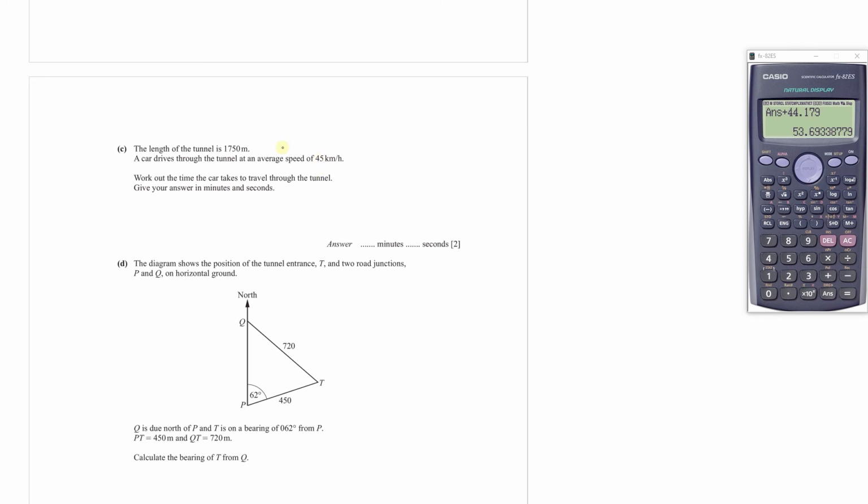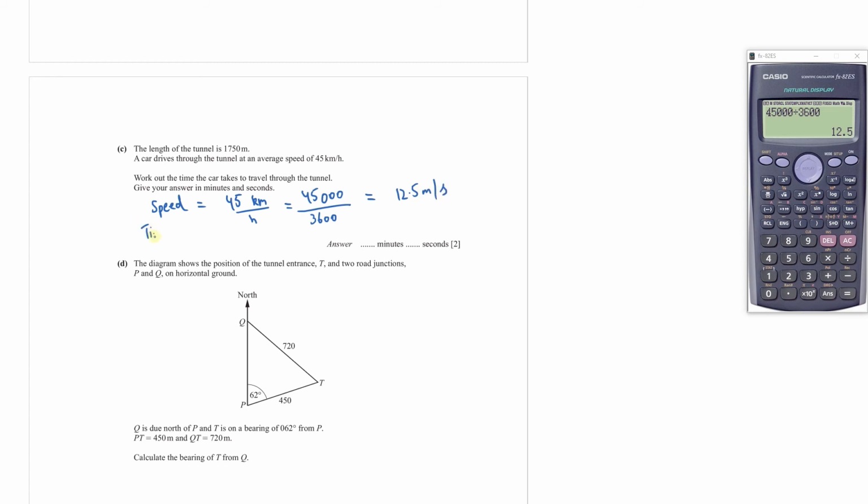So the speed is in kilometers per hour, the distance is in meters, so we can convert the speed into meters per second. So speed is 45 kilometers per hour. So hour is in the denominator, right? So converting this, in the numerator, 45 kilometers will be 45,000 meters divided by 1 hour, which is 3600 seconds. So 45,000 divided by 3600 seconds. So you will get 12.5 meters per second.